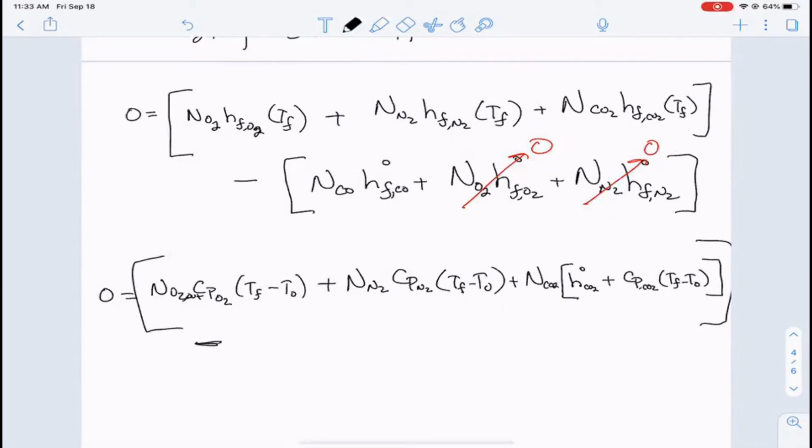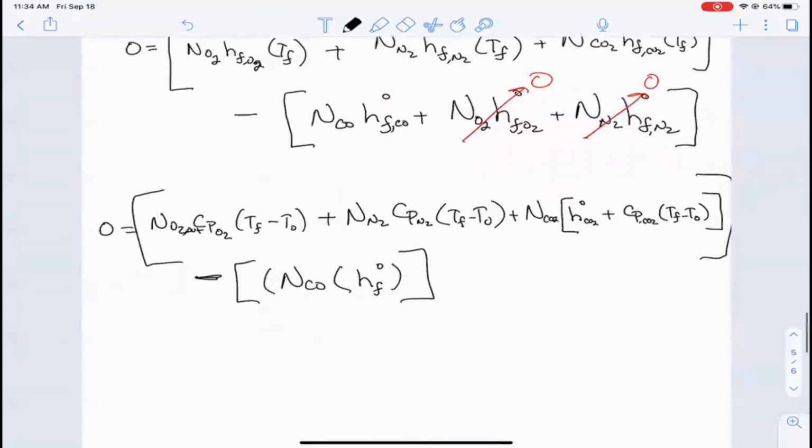And then of course that's minus, and all that's left here is the number of moles of CO, times the standard heat of formation for CO, right? Because this is just that number, because it's entering. All right, so now we can actually solve this problem.